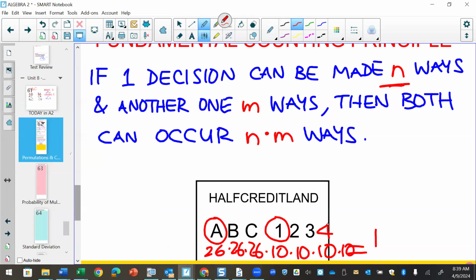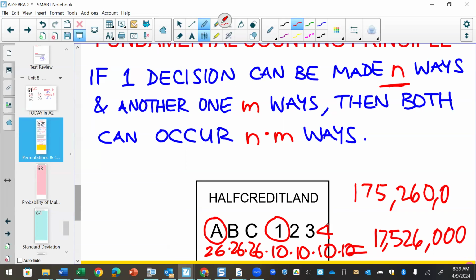What was the answer the first time? 17,576,000. By adding one more number, what do we have now? How many million? 175 million. 175,760,000. All you did was add a 0, right? The 2 is a 7. Say it again. The 2 is a 7. This one. Thank you. Now I write my 7s.